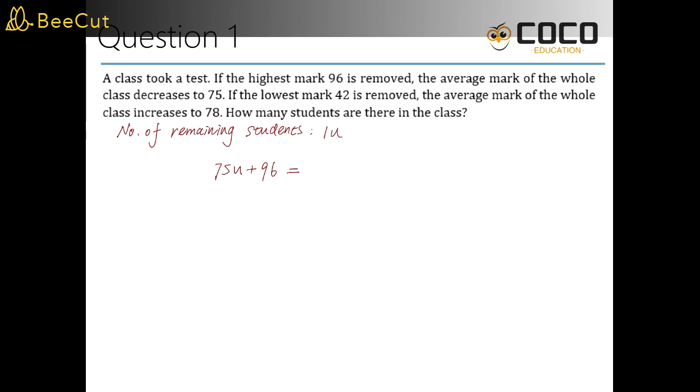In the second scenario, the lowest mark 42 is removed, and the average of the remaining class is 78. So the total of the whole class is 78U plus 42. Right, so 78U minus 75U equals 96 minus 42. So we have 54 equals 3 units. So 1U equals 18.